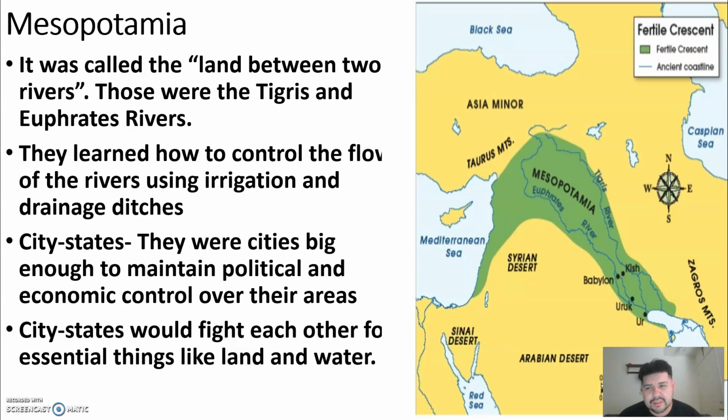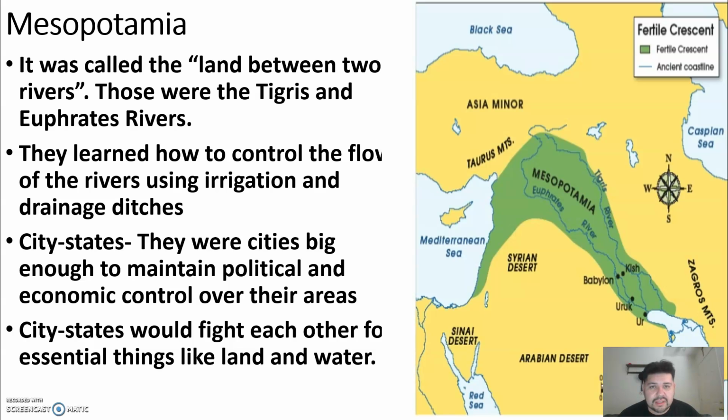Now, Mesopotamia. It was called the land between 2 rivers, the Tigris and the Euphrates River. And if you look at the map to your right, you can see exactly where it is, okay? The thing is, they were interesting people because they learned how to control the flow of the river using irrigation and drainage ditches. So if there was an overflow in the rivers, they knew how to basically divert the water to keep the fields from flooding, to keep the town from flooding. So they're pretty smart people.